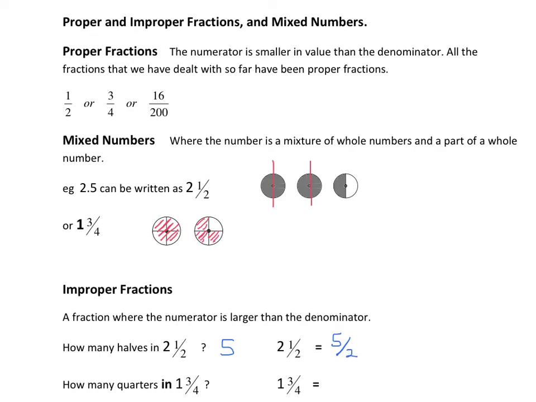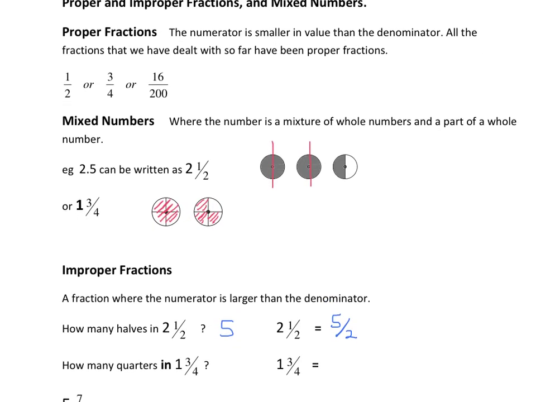How do I change that mixed number of 2 1/2 into the improper fraction of 5/2? I say 2 times 2 is 4, add 1 is 5. So 2 1/2 changed from a mixed number to an improper fraction is 5/2.